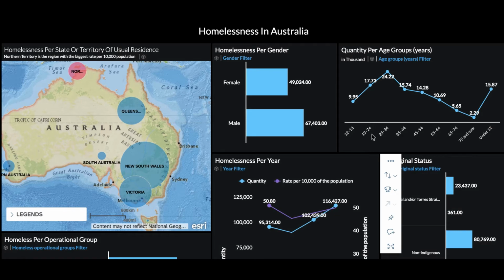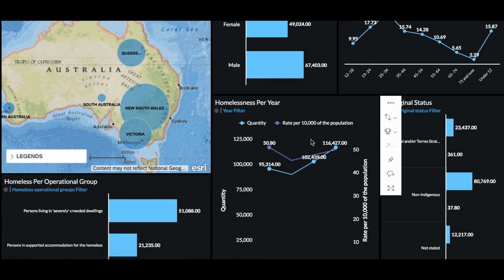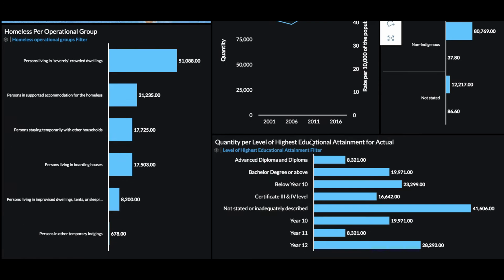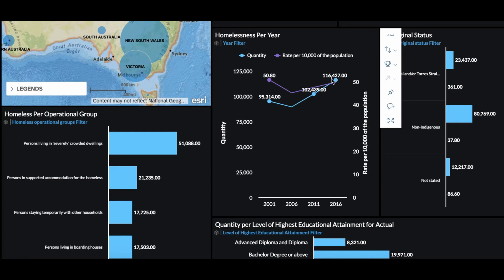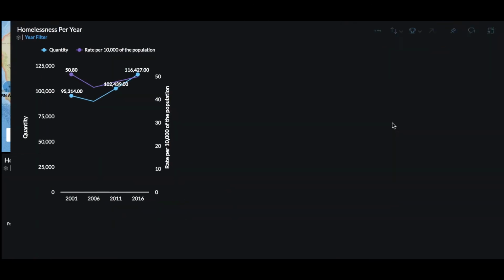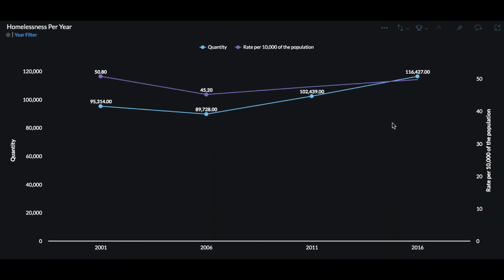When it comes to a developed country like Australia, it is hard to believe that there is still homelessness or people living in severe conditions. Indeed, it was estimated that there were more than 100,000 homeless people in Australia in 2016, according to ABS, and it looks like this number is increasing. But is this number really increasing?